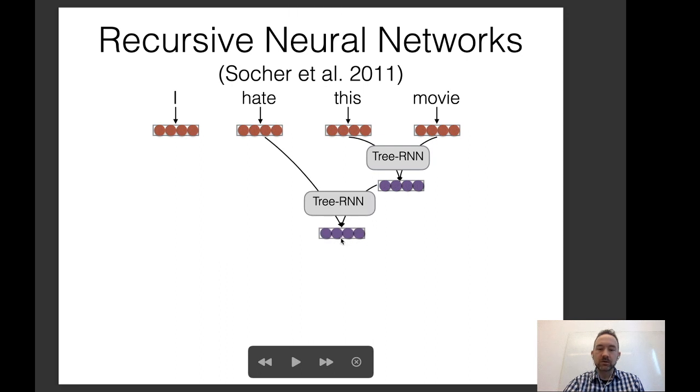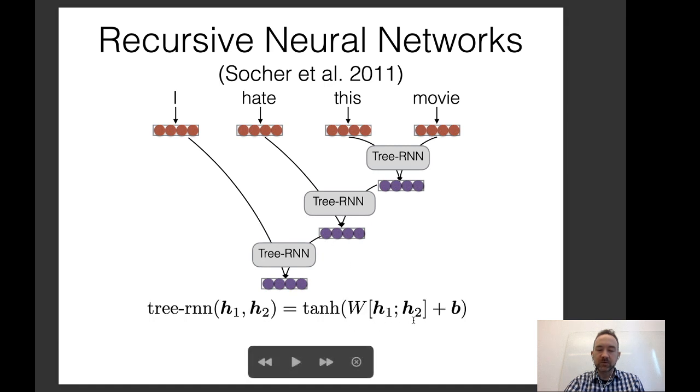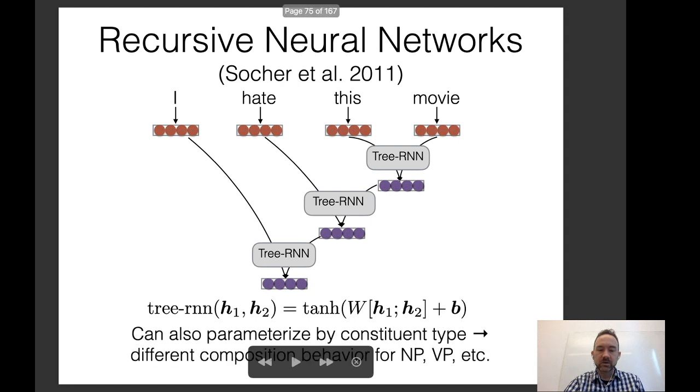You could then gradually step up the tree and combine together the subphrases in the tree. Specifically, you could do this by concatenating the two underlying representations and running them through something that looks like an MLP with a nonlinear function. You could also do a bunch of other things. For example, if you knew the types of the phrases, so if you knew it was a noun phrase or verb phrase, you could also parameterize the neural network differently for each of these phrases.